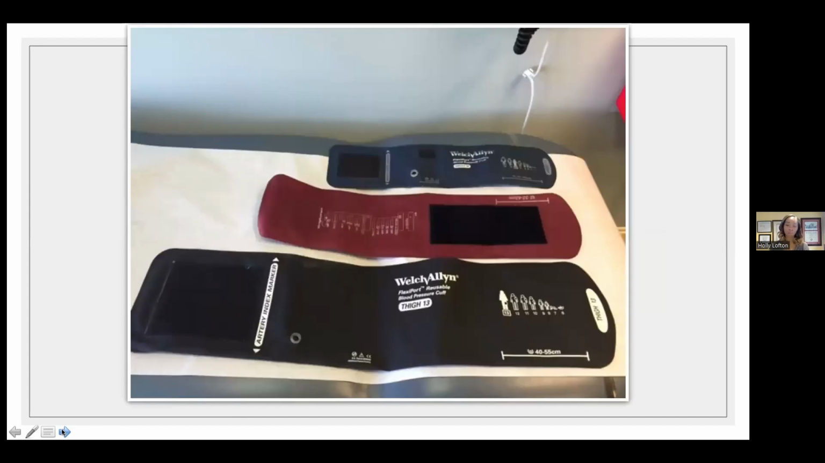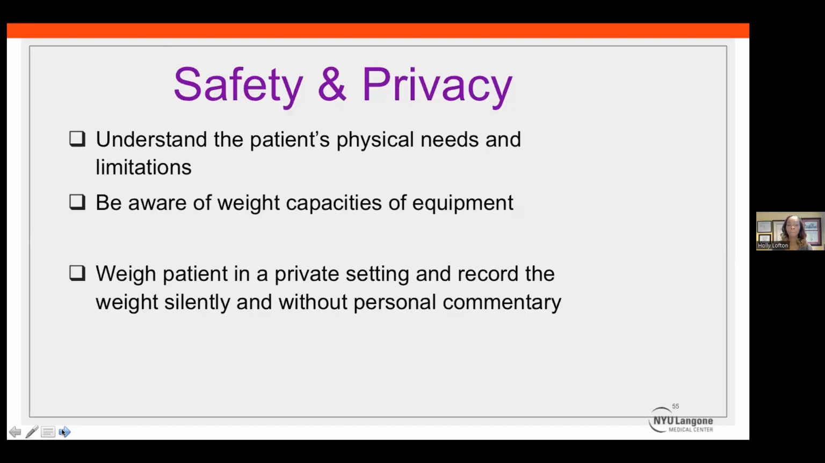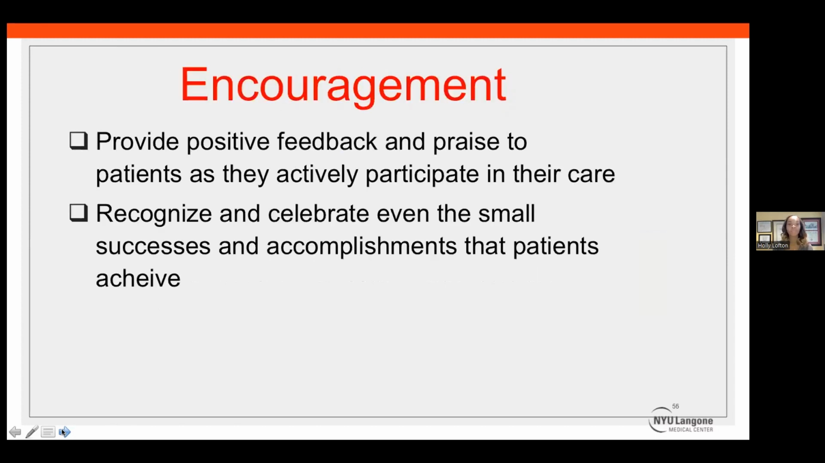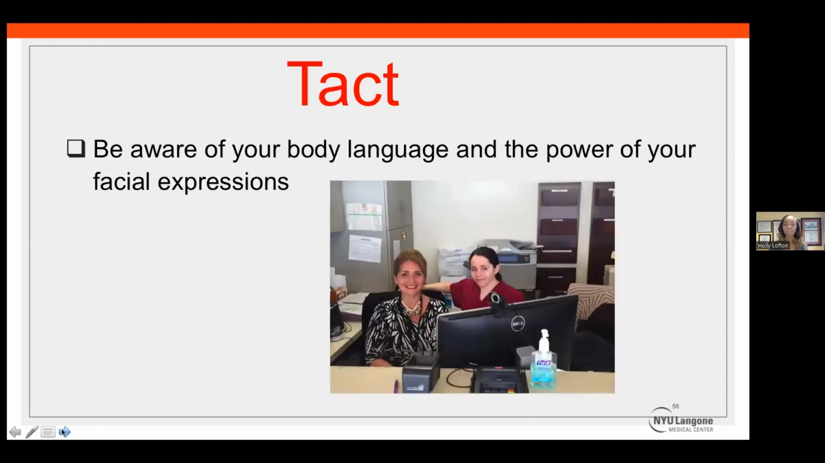Different cuff sizes to accommodate different size bodies. Again, different chairs. Safety and privacy. You never want to yell a patient's weight, of course, down the hall or have them weigh in a public area. And encouraging the patients to feel free discussing their weight and encouraging them to come back to talk about that, or again, referral. Making the patient feel understood, heard, and avoid blaming the patient for their weight. And again, tact. These are actually some of my people at my front desk and one of my medical assistants. You want to make the patient feel welcome.